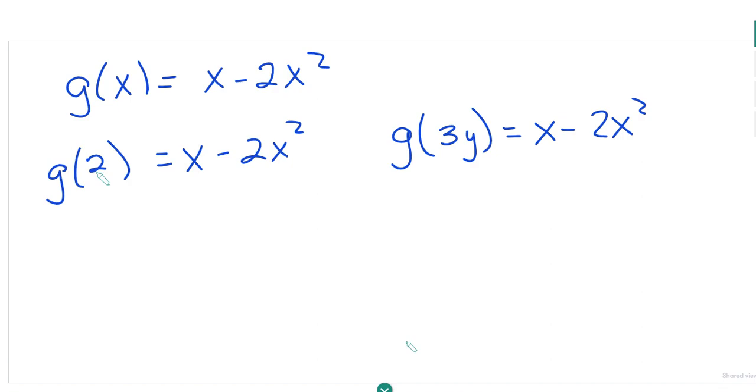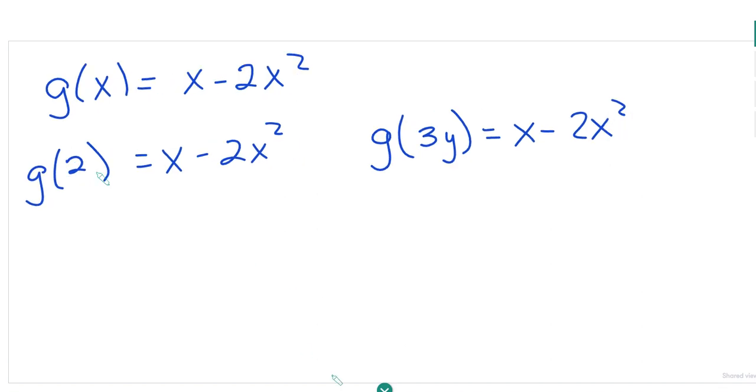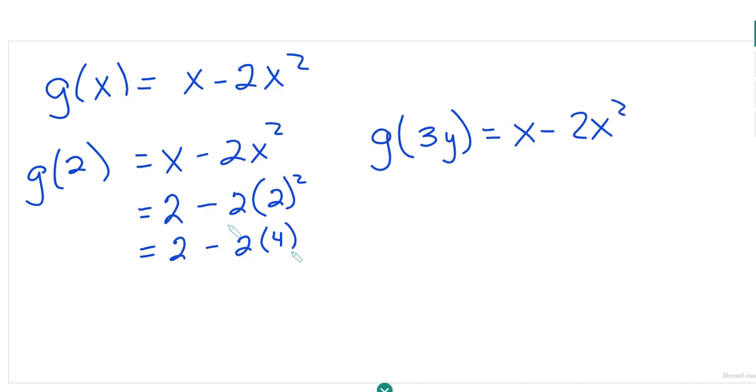So I'm going to go ahead and substitute in. Everywhere I see an x, I'm going to put in my 2. So I'm going to have 2 minus 2 times 2 squared. I'm going to go ahead and follow my PEMDAS. So this is going to be 2 minus 2 times 4.